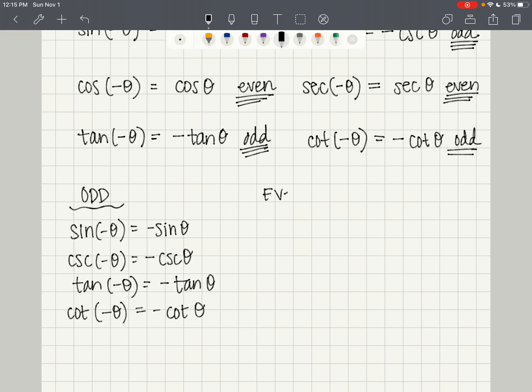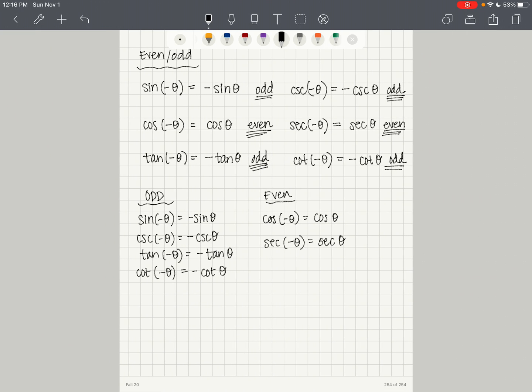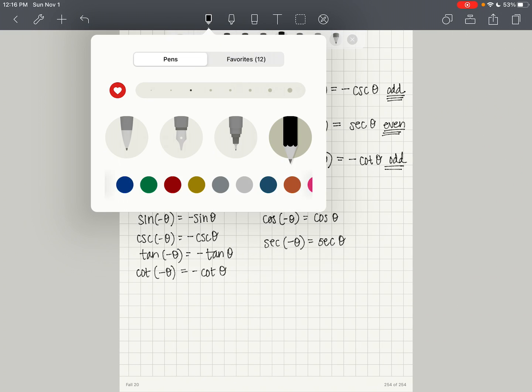And then I might say even. That's going to be cosine of negative theta is equal to cosine of theta, and secant of negative theta is equal to secant of theta. And those are our even and odd functions.